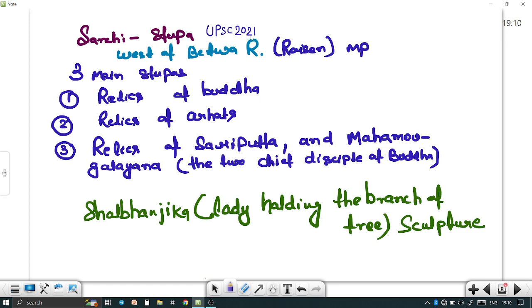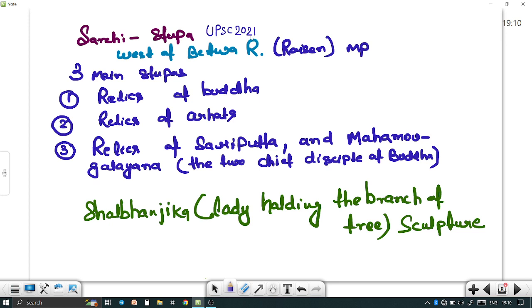Now Stupa 3 has the relics of Sariputta and Mahamoggallana, the two chief disciples of the Buddha. Originally the stupa was a small brick structure that expanded over a period. Later it was covered with stone and surrounded by Vedika and Torana gateways. The Asoka lion capital pillar with an inscription is found on the southern side of the stupa.